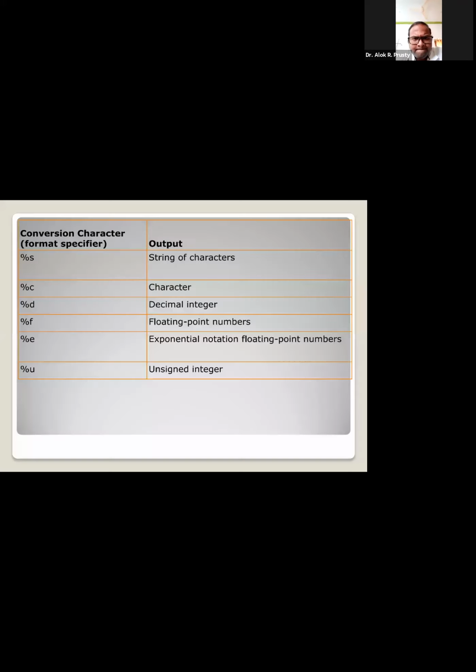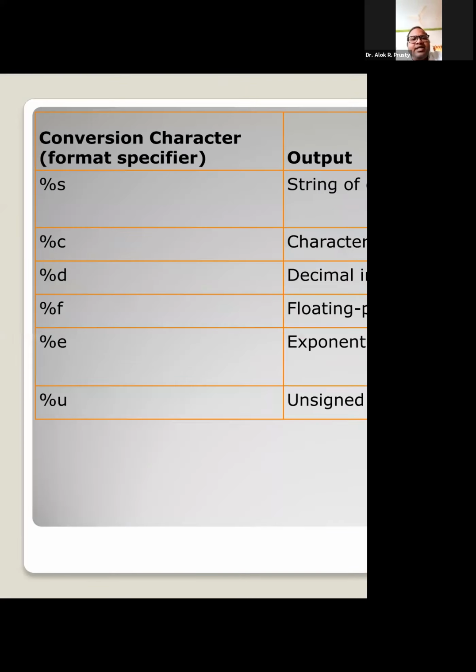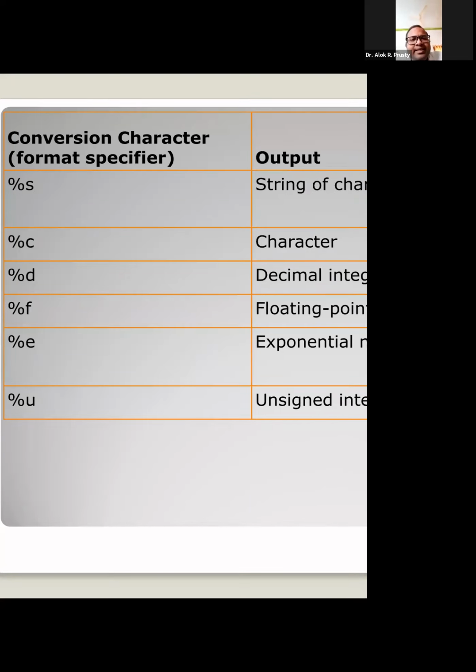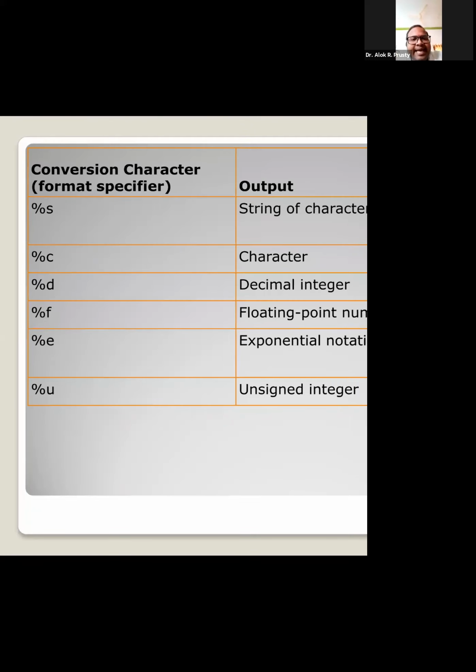Now we will check format specifiers. There are certain format specifiers we have. So many format specifiers exist, but I have taken a few in this slide. %s is for string. String is nothing but a collection of characters. Alok Ranjan Prusty is my name. Definitely I can say my name is a collection of alphabets. In programming sense, I can say my name is a collection of characters, and a collection of characters is nothing but your string.